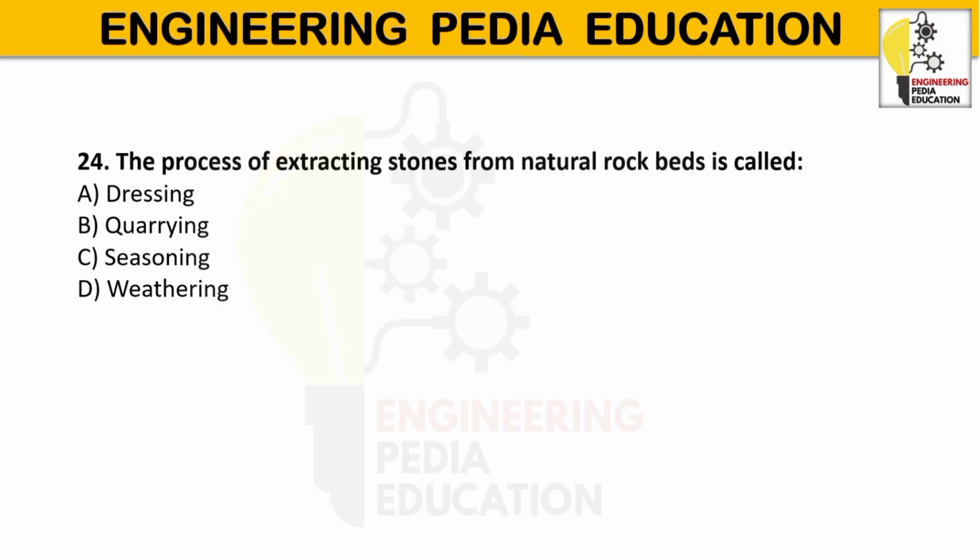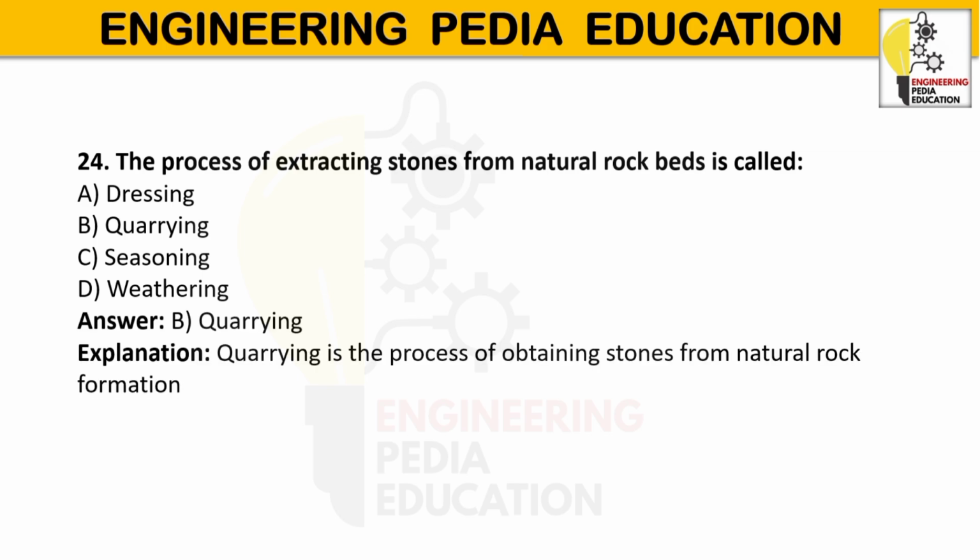The process of extracting stone from natural rock bed is called dressing, quarrying, seasoning or welding? So the correct answer is quarrying. Quarrying is the process of obtaining stones from natural rock formation. Quarrying is extracting from natural rock bed.